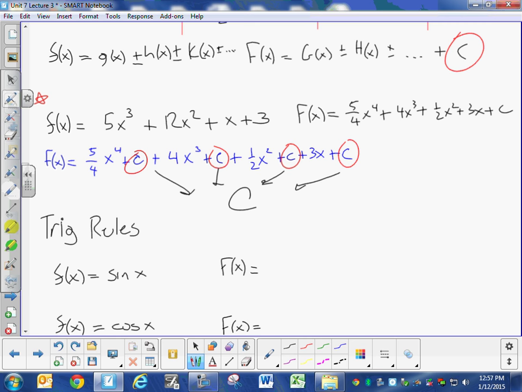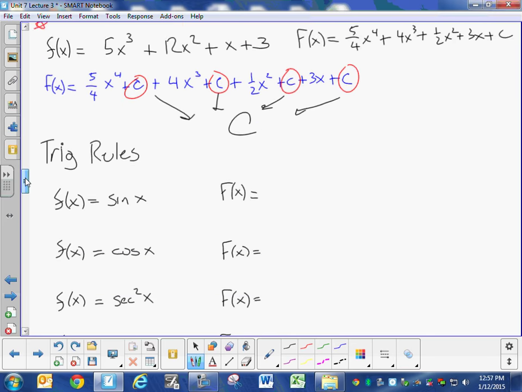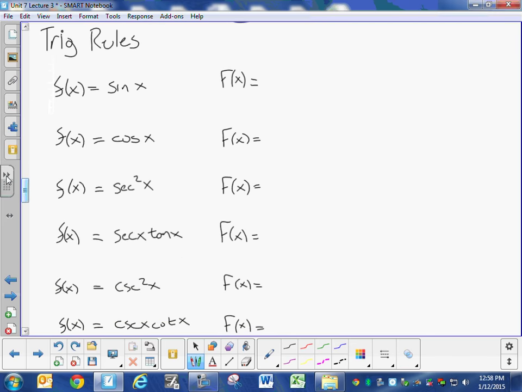Trig rules. Well, as long as you know your derivatives of your trigs, you'll know the antiderivatives. The tricky thing is with our pluses and minus signs. So if our function is sine, what would be its antiderivative, big F of x? Negative cosine, exactly right. So the derivative of sine is cosine. Now it's flip-flopped for antiderivatives.